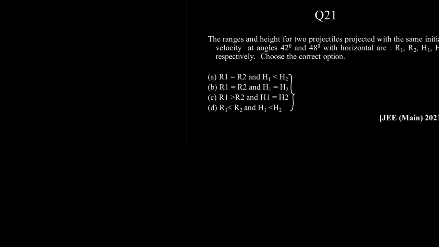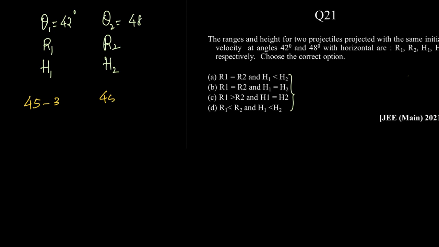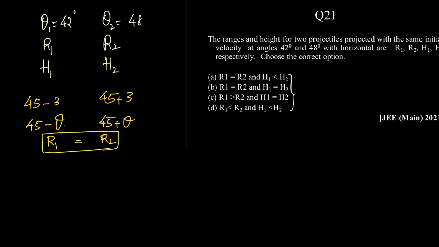What's given to us is theta 1 is equal to 42 degrees, theta 2 is equal to 48 degrees, with ranges R1, R2 and heights H1 and H2. The moment you see theta 1 and theta 2, you understand it is basically 45 minus 3 and 45 plus 3. When two projectiles are fired at 45 minus theta and 45 plus theta, the ranges are equal. So the moment you see 45 minus theta and 45 plus theta, what should come into your mind? R1 is equal to R2.